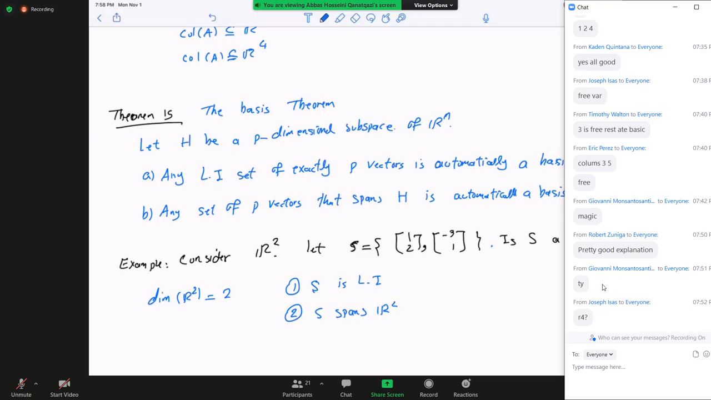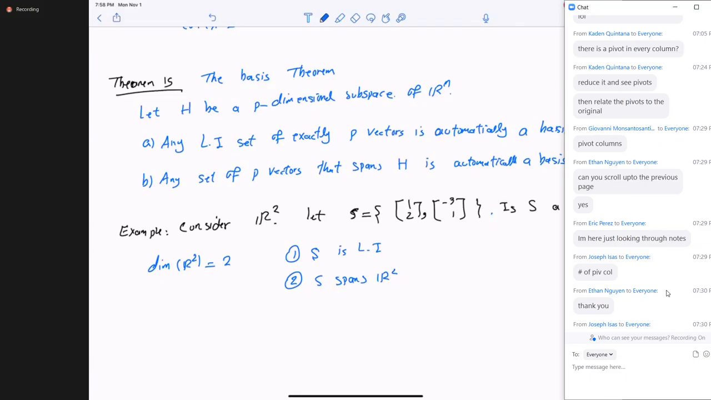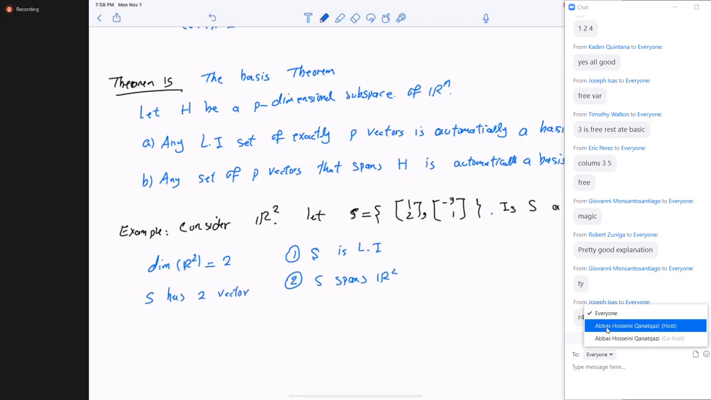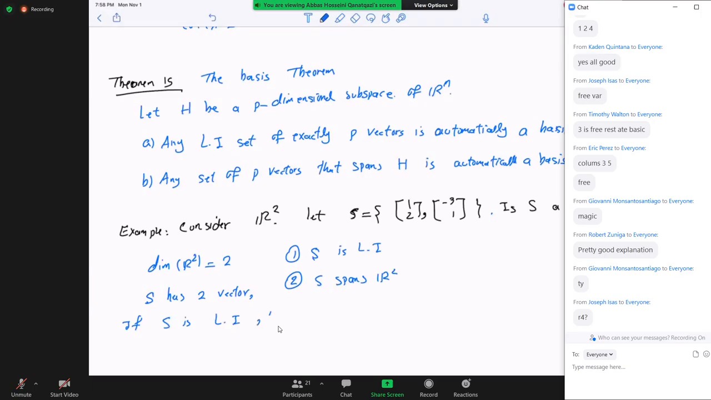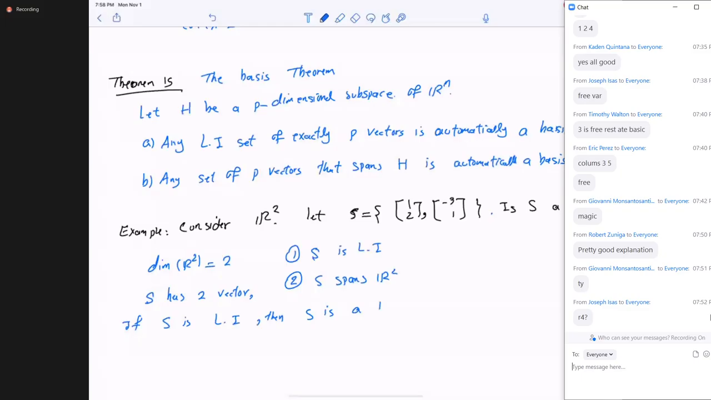Because there are two vectors in S, and the dimension of R2 is 2, we just need to find that they are linearly independent. If S is linearly independent, then S is automatically a basis. No need to check the other. This is the result of this theorem.